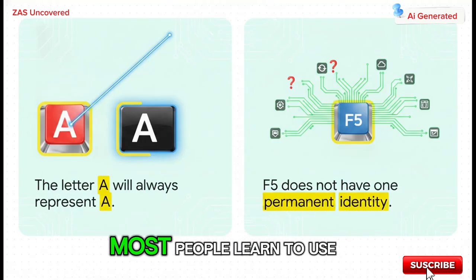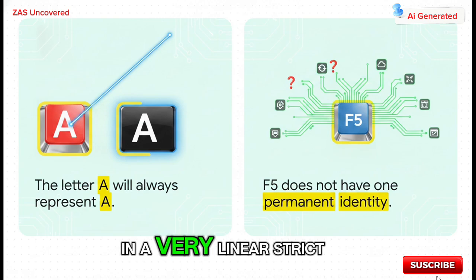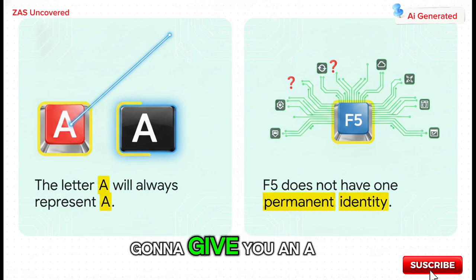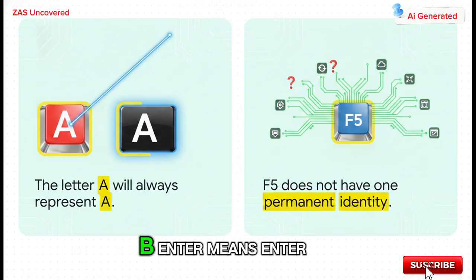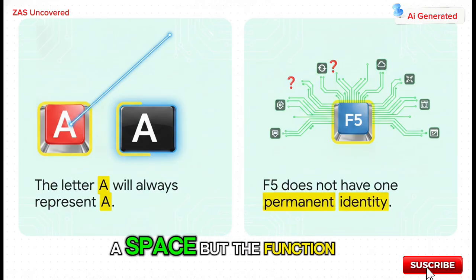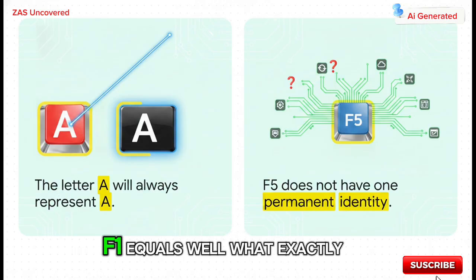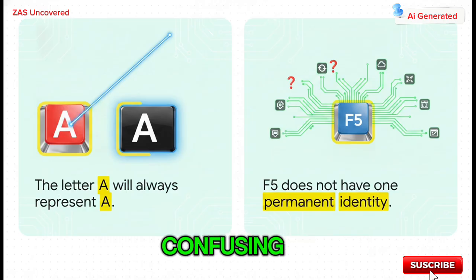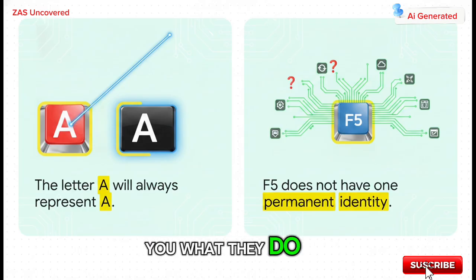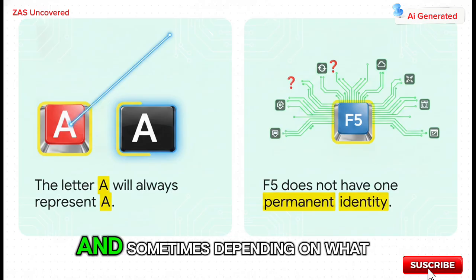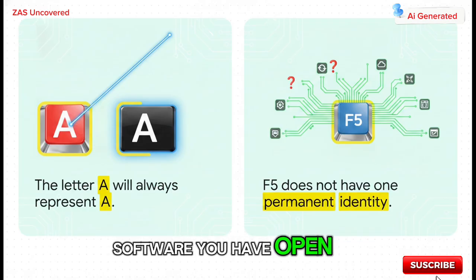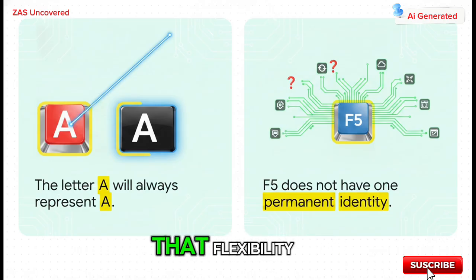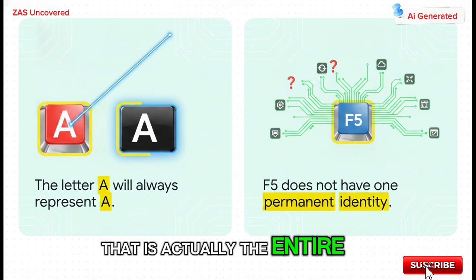Here's the thing. Most people learn to use a computer keyboard in a very linear, strict kind of way. The letter keys, they're fixed. A is always going to give you an A. Hit B, you get a B. Enter means enter. The spacebar gives you a space. But the function keys, F1 equals, well, what exactly? For beginners, this is incredibly confusing. The keys don't actually tell you what they do. They're mysterious, they're intimidating, and sometimes, depending on what software you have open, pressing them seems to do absolutely nothing at all. But believe it or not, that flexibility, that is actually the entire point.